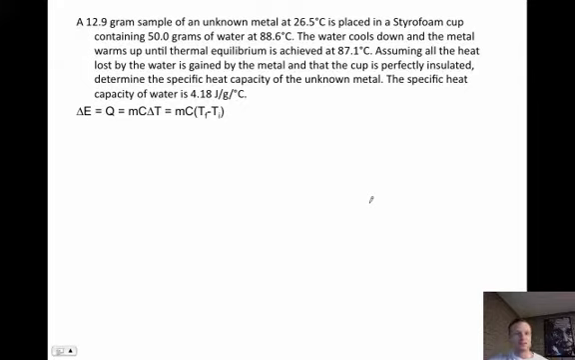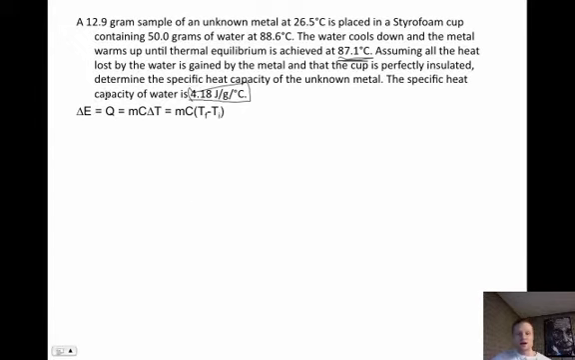That means both objects are going to be at the same temperature in the end, which is 87.1 degrees Celsius. Assume all the heat is lost by the water and gained by the metal, and the cup is perfectly insulated, so there are no outside factors, like some of the heat being lost to the atmosphere. Determine the specific heat capacity of the unknown metal. And I will tell you that the specific heat capacity of water is this number right here.